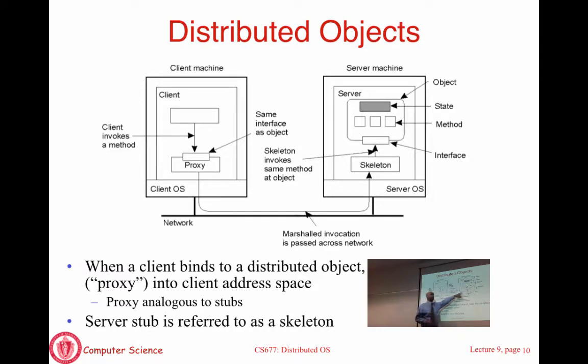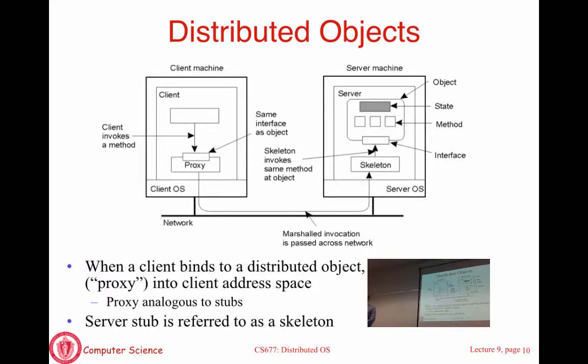The server stub is called a skeleton. Okay, just different terminology, but it's exactly the same thing. A stub is additional code that is generated for you by the RPC, in this case the RMI system, that will actually do the networking for you: sending arguments, receiving replies, unpacking, packing. All of that is going to be done by the stub code.